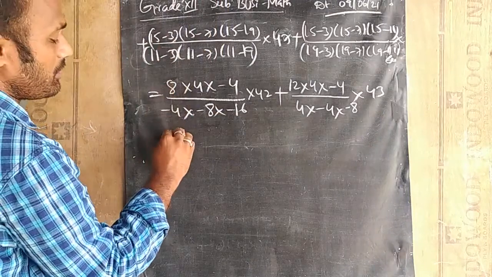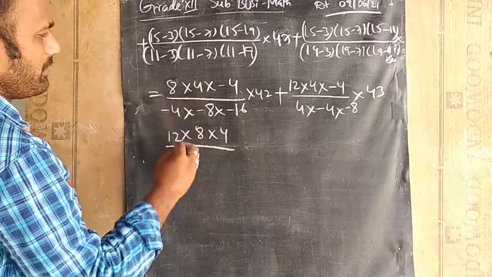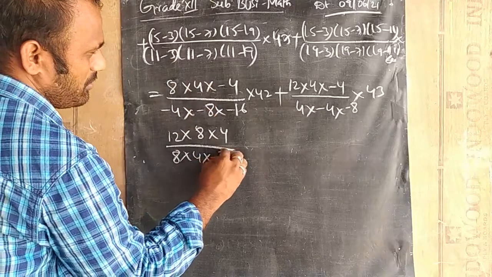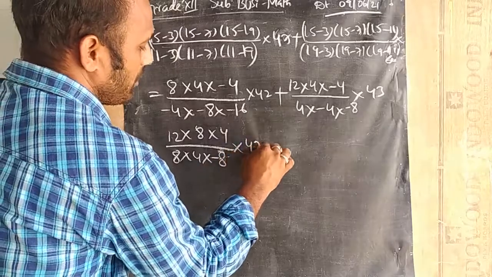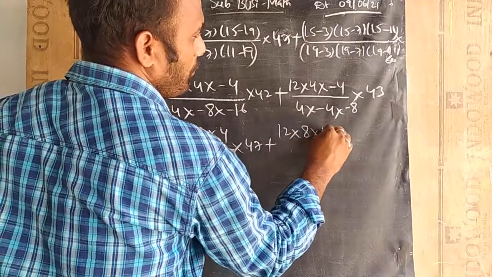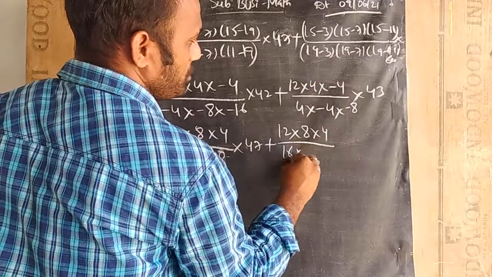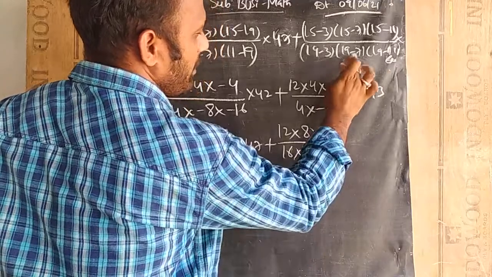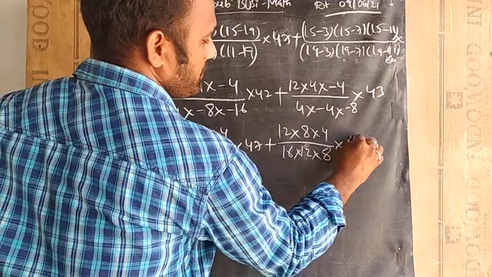Then 15 minus 3 is 12, 15 minus 7 is 8, 15 minus 11 is 4, divided by 8 into 4 into minus 7, minus 8, into 47. Plus 12 into 8 into 4 divided by 19 minus 3 is 16, into 8, into... okay, here it is 12, not 8, 12 into 60.